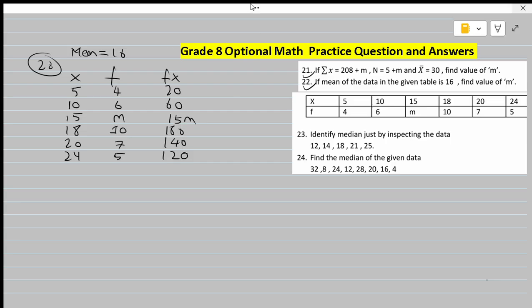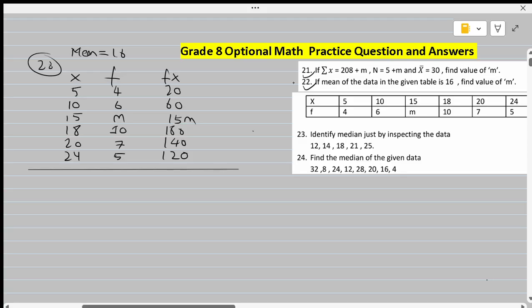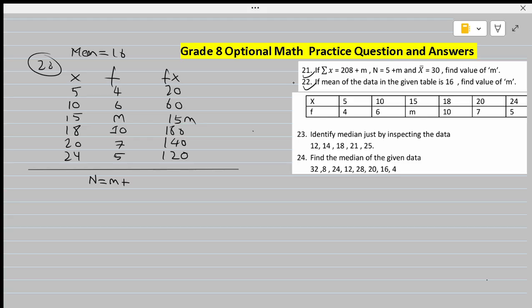After finding that, let's draw a line. Now let's add the frequencies and write n. I keep m separate first, be very careful on this, and then add the others: 6 and 4 is 10, 10 and 10 is 20, 7 and 5 is 12, 12 and 20 is 32. So n is m plus 32. Now let's add summation fx. Here too, keep 15m separate first and add the other values.